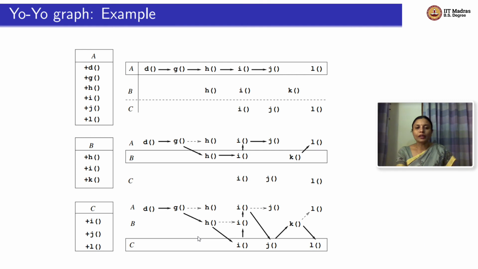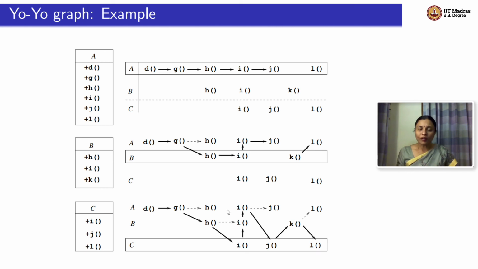Similarly, in the third level, C is where the box is enveloped in. So we assume that the object O is bound to an instance of C. So in this case, what will happen? D calls G, which calls B's H, which calls C's I, and then now the control will go back to B's I, A's I, and then C's J, and then B's K, and so on. And these dashed arrows here represent the other method calls that exist, but cannot happen in this case because the object O is bound to an instance of C. So this is what a yo-yo graph is.